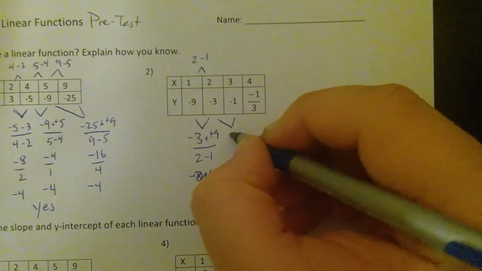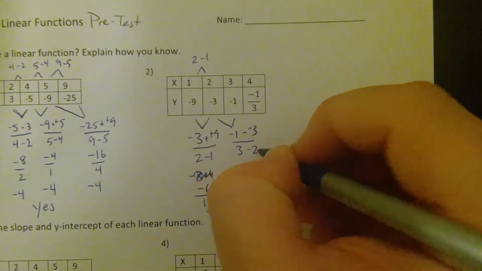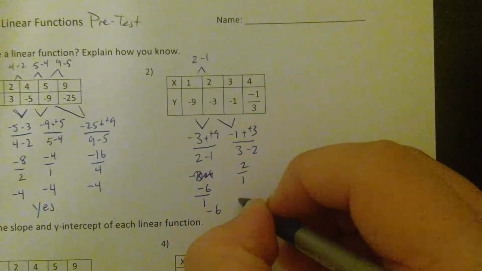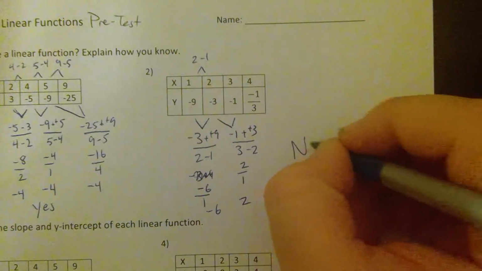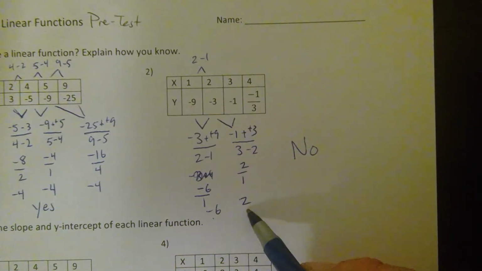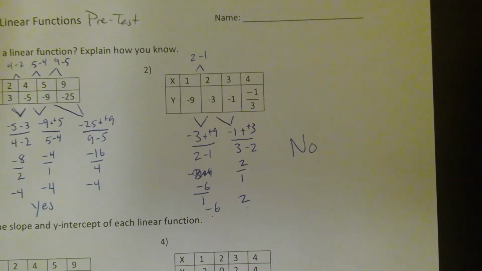Let's check here. Negative 1 minus negative 3 over 3 minus 2. We get 2 over 1, which is 2. So this is not a linear function because our rates of change are different. The key thing with a linear function is that we have a constant rate of change.